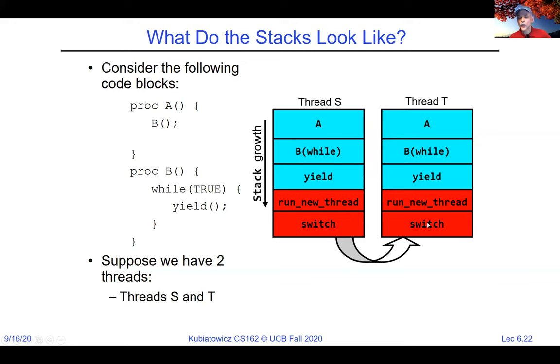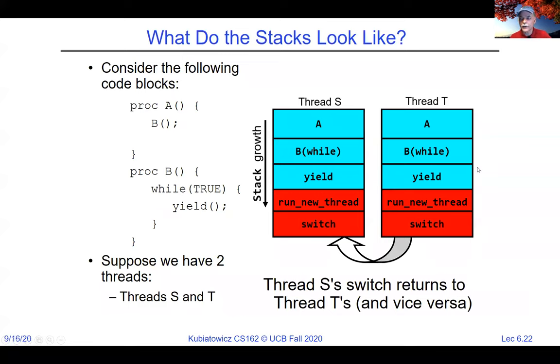Okay, and then that switch is going to return to run new thread, which is going to return from system call to yield, which is going to return to the while, which is going to call yield, which is going to go into the kernel and call run new thread and call switch, which is going to switch back the other way, and then we're going to come back. Okay. So this particular example where there's only two threads in the system and they're both running exactly the same code, what's going to happen is we're going to kind of go down the stack for S. We're going to then switch over to T and come up the stack, and then we're going to go down the stack for T, switch, come back for S.